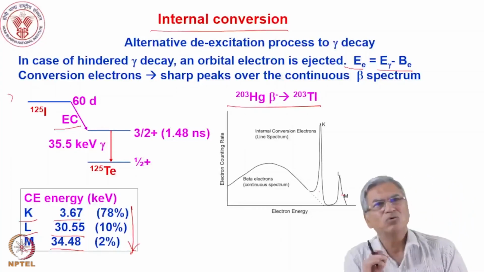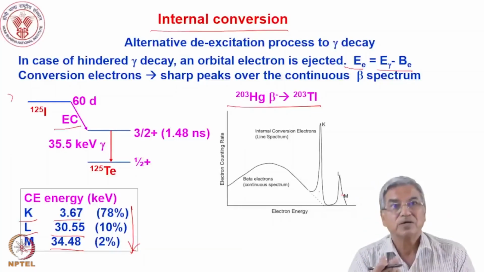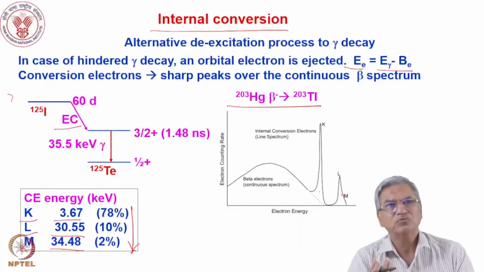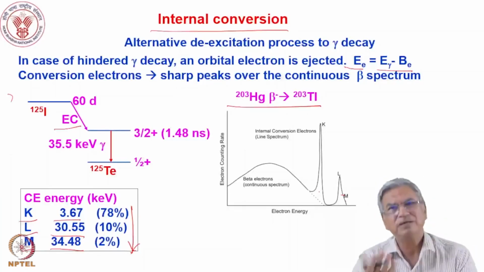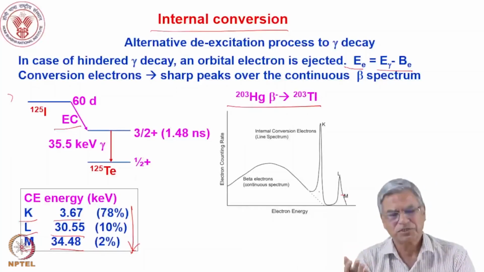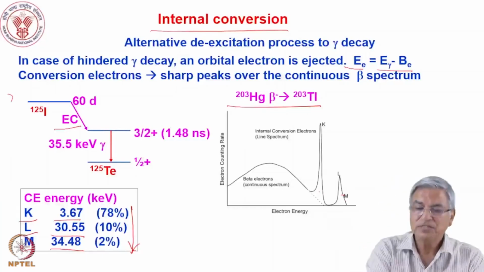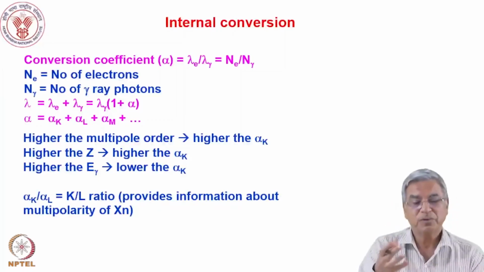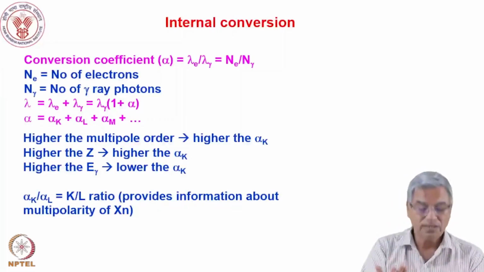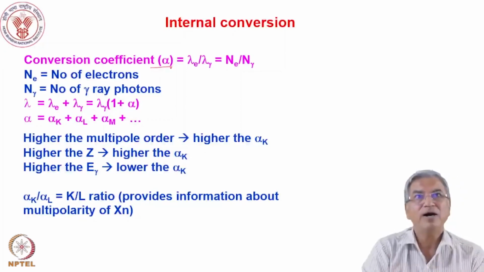So conversion electrons appear whenever there is a large spin difference between the spin states of the excited state and the lower state; then you will find the gamma ray is converted. And it is partial conversion, not that the gamma ray is not emitted at all. Some percentage of gamma is emitted, some percentage of conversion electrons are emitted. So there is something called the conversion coefficient. It means what percentage of the gamma emission is converted. The conversion coefficient is denoted by alpha.